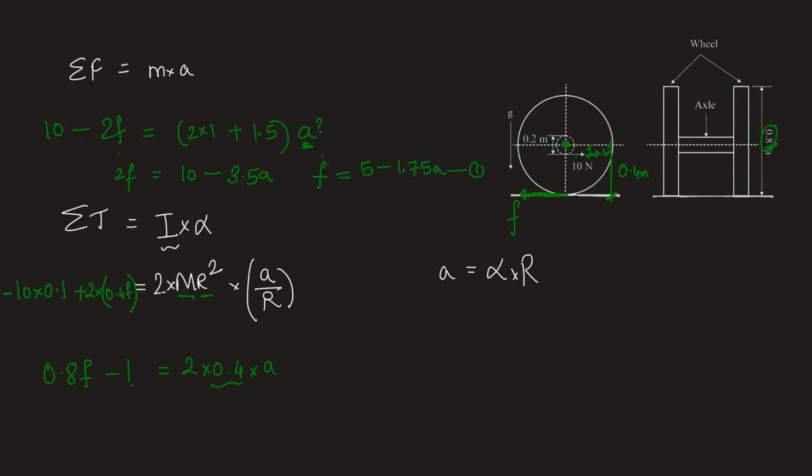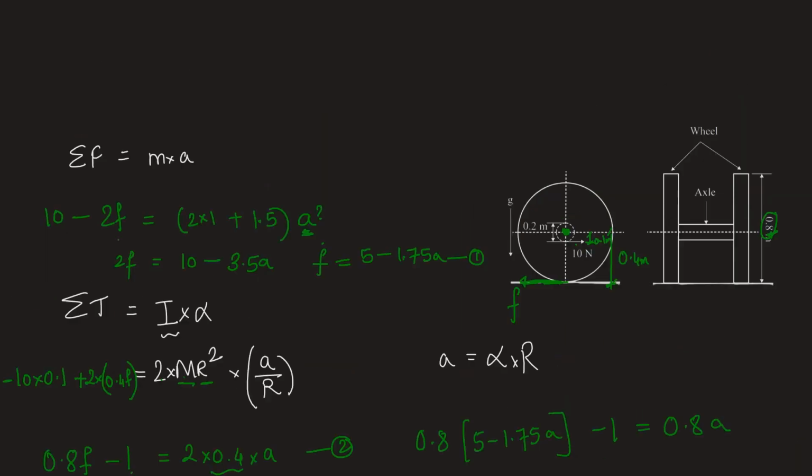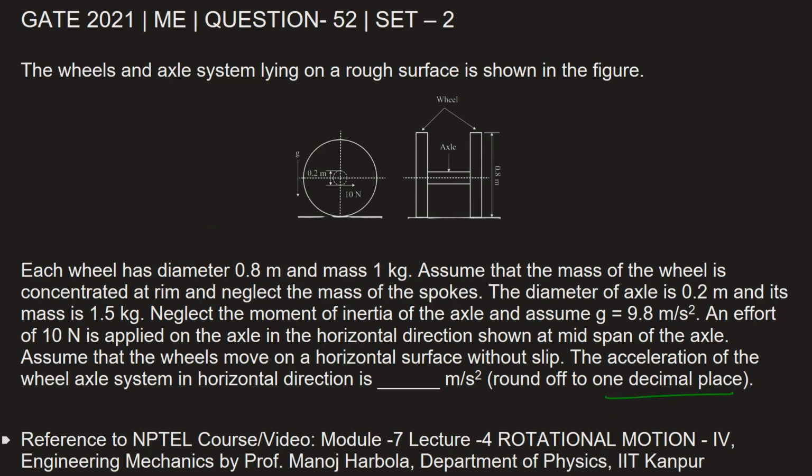Putting this value of F from 1 into equation 2, we will have 0.8 times (5 minus 1.75 times A) minus 1 is equal to 0.8 times A. Just by rearranging this, we have 4 minus 2.2 times A is equal to 1, and therefore 2.2 times A will be equal to 3. A will be equal to 3 by 2.2, which gives us the answer as 1.363 meter per second square. Let's go back and fill in this answer. We have to round it off to 1 decimal place, and we have got it as 1.363, so we can round it off to 1.4 meter per second square.